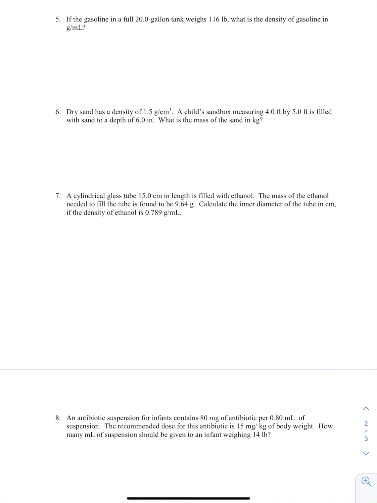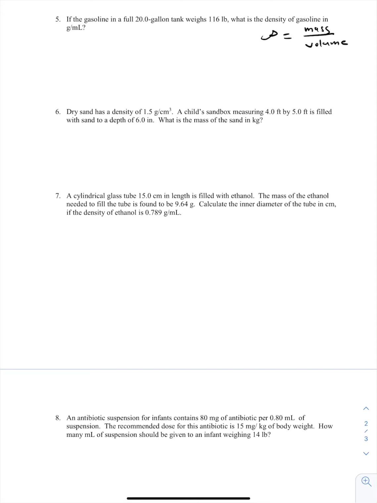Okay, so number 5 says, if the gasoline in a full 20-gallon tank weighs 116 pounds, what is the density of the gasoline in grams per milliliter? So this question is simply asking us to find the density. If we recall what density is, rho, which is the Greek letter for density, is mass over volume. So here we're given a volume and we're given a mass. All we have to do is divide these two numbers to get a density.